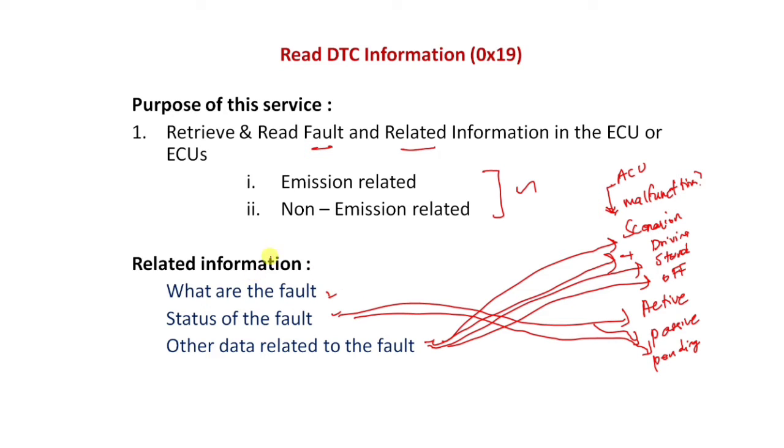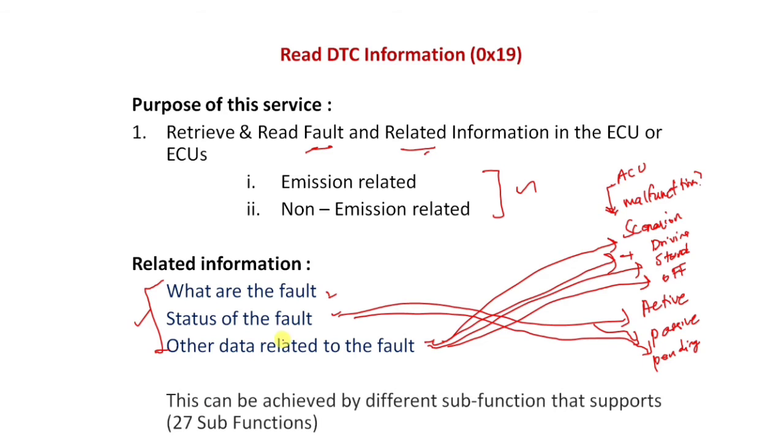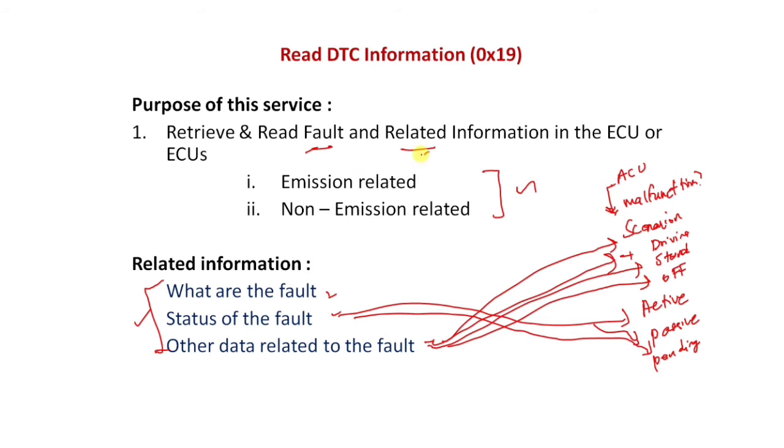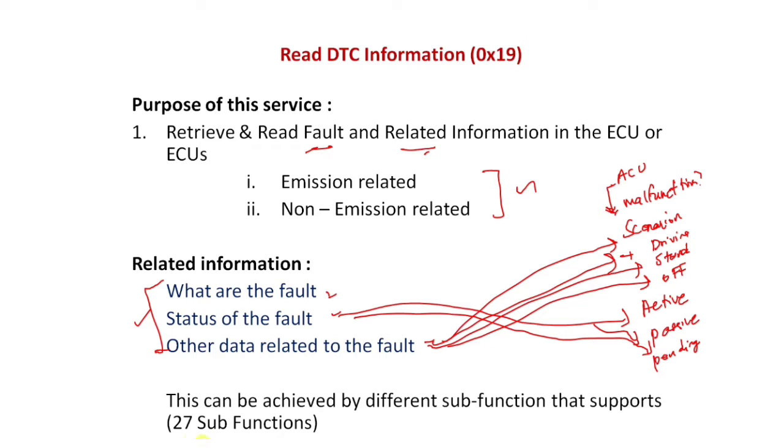So these are all the related information, so you should be clear. Only these three are the related information, and read the related information, that's it. As we have the fault and related information, how can these be retrieved? By using subfunctions, we have 27 different subfunctions. The subfunction is not only for retrieving this, but this is the main goal.